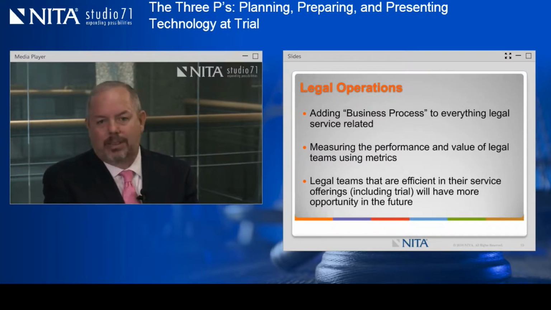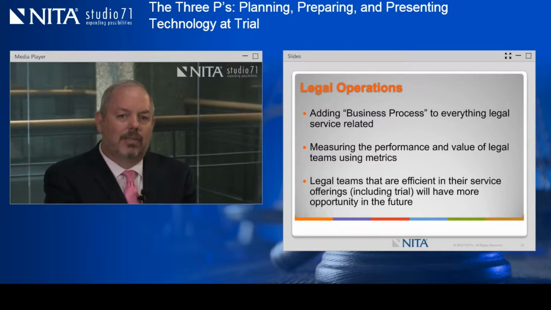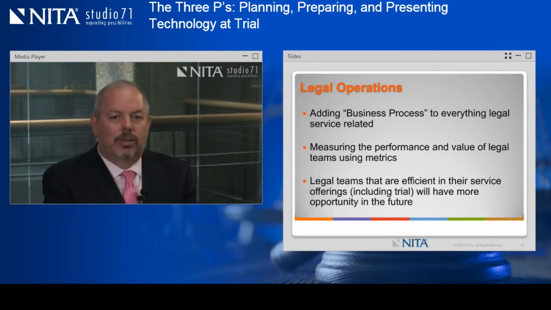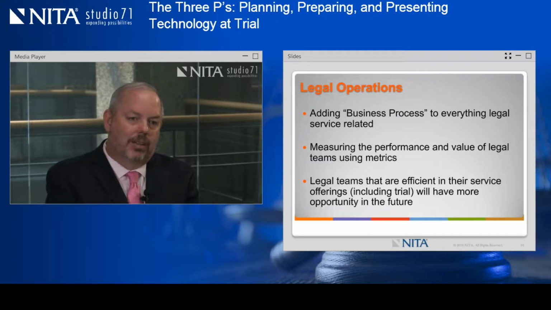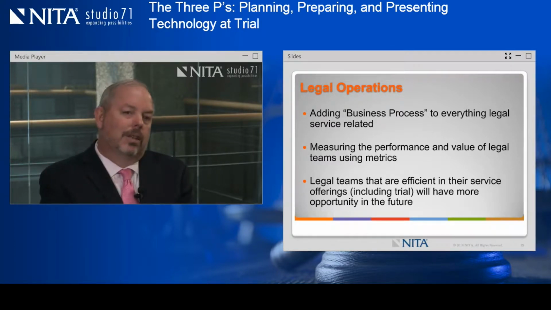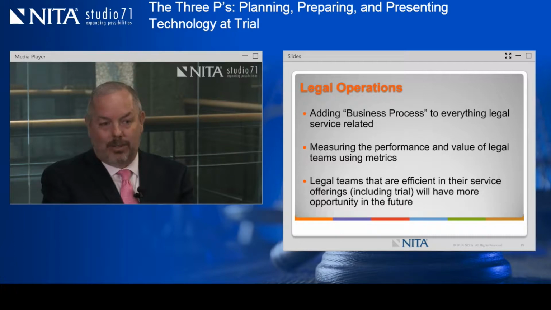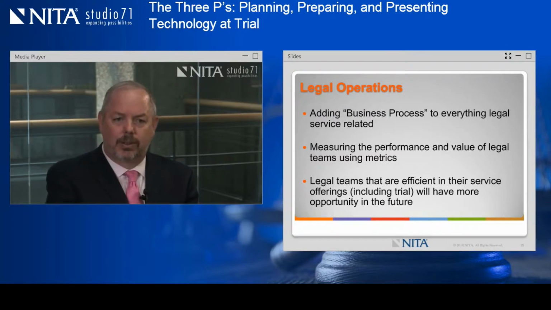So one takeaway from our discussion today should be that firms need to have better workflow, process, and standards when it comes to their technology support, not just trial support, but all their technology support programs. And doing so will make them more attractive to clients. So legal operations adds a business process to everything legal service related. It measures the performance and value of legal teams, often using metrics. And legal teams that are efficient in their service offerings, including trial, will have more opportunity in the future.